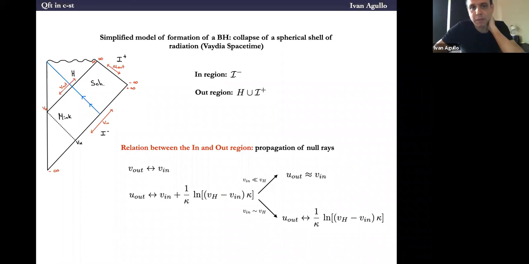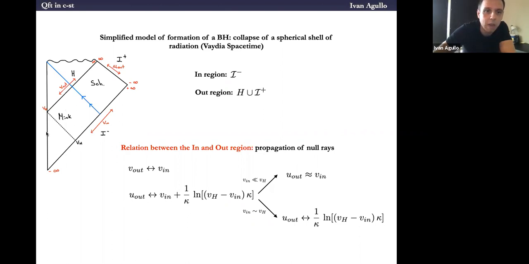The key mathematical point is the relation between them. I am not deriving this. I'm just telling you that the key aspect is to pay attention to null ray evolution. So imagine you emit a null ray from this point on Scri minus. The null ray will be reflected at r equals 0 and will reach Scri plus. If the emission happens here, it will go here and will die in the singularity. You see here that there is a relation between the departing point and the arrival point.